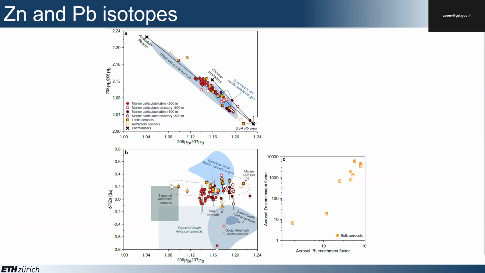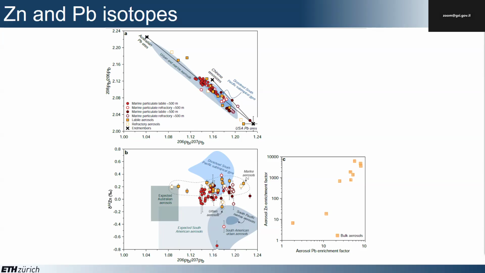It's also isotopically light, so it's lighter than zinc, for example, in the upper continental crust, which is kind of background. And it's also associated with lead isotopes. So all of this points to the fact that this particulate zinc comes from anthropogenic zinc from atmospheric deposition.